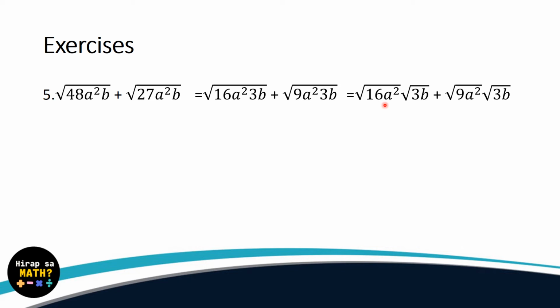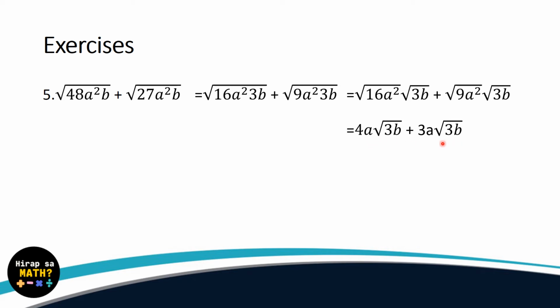Okay? So, square root of 16a squared, as mentioned a while ago, meron siyang perfect square. So, that's 4a. Natira yung square root of 3b. Ganun din ang square root of 9a squared. Ang perfect square niya ay 3a. Kopyahin lang ito, square root of 3b.